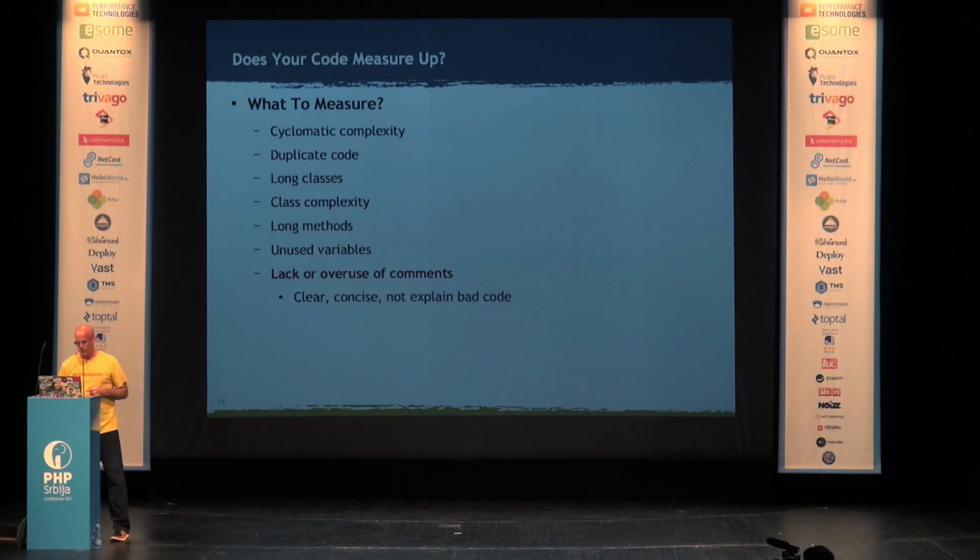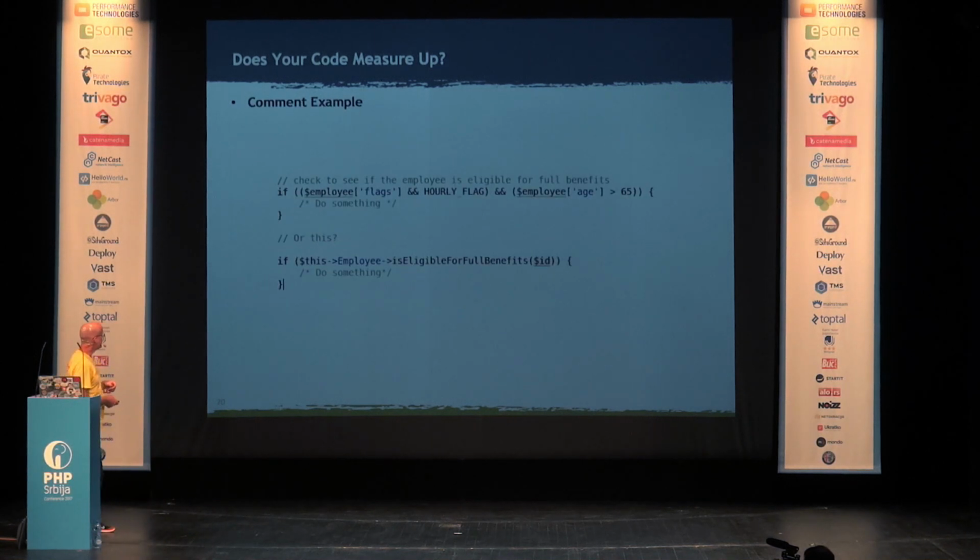As an example, I don't know if you're going to be able to read this or not, but I use this example quite often. I have an if statement here where the first part of this if statement we're checking an employee's flags to make sure that it's set. We're also looking to see if there's an hourly flag set. And then we're also looking at the employee age to see if it's larger than 65. Now, the comment above that is check to see if the employee is eligible for full benefits.